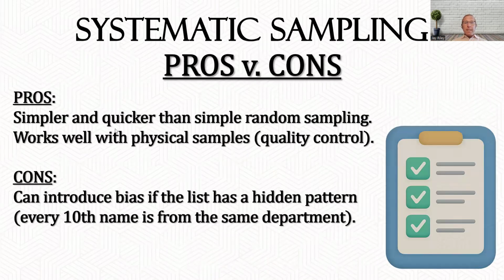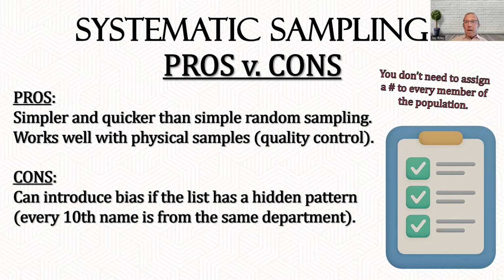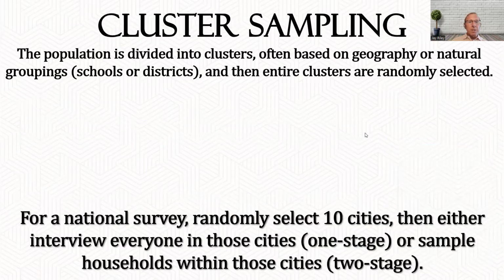So pros and cons, well, it's simpler and quicker than simple random sampling. You don't need any automatic number generators. You don't need to number every member of the population. This is good with physical samples. If you're talking about quality control in manufacturing, you might do something like this. The downside is that there may be hidden patterns within the list. So say we're selecting every 10th name like we did in our example. If every 10th name is from the same department, then you've got the potential for bias within that sampling method.